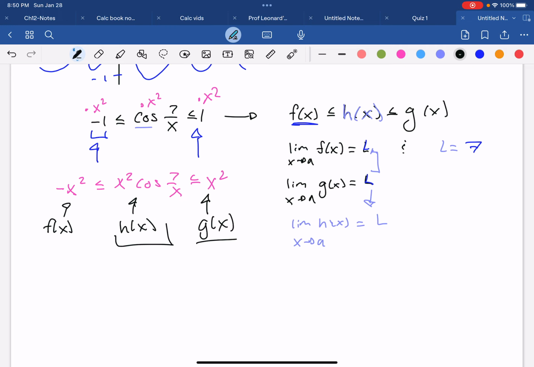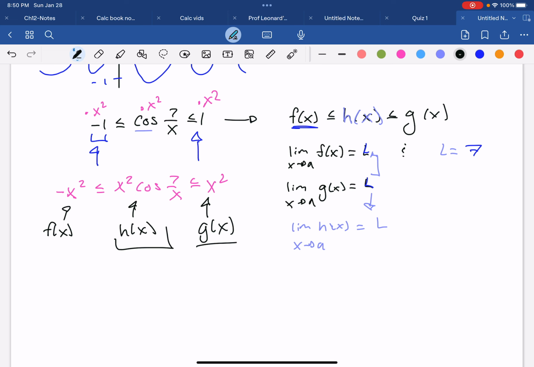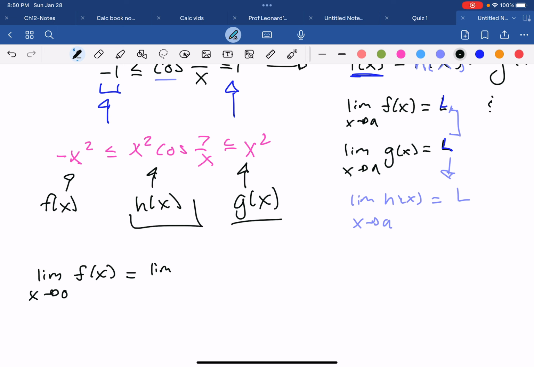So what we're going to do is plug 0 into this. We have the limit as x approaches 0 of f of x, which is equal to the limit as x approaches 0 of negative x squared. As you know, for limits, you just plug your a value into your x value. So we have the limit as x approaches 0 of 0 squared, which is obviously equal to 0.